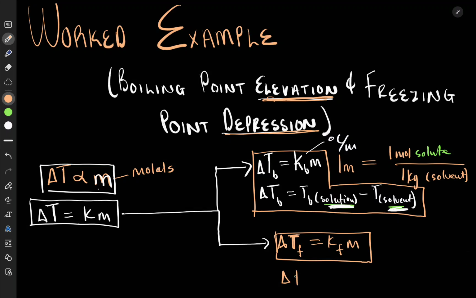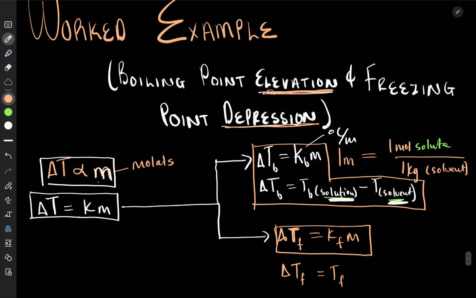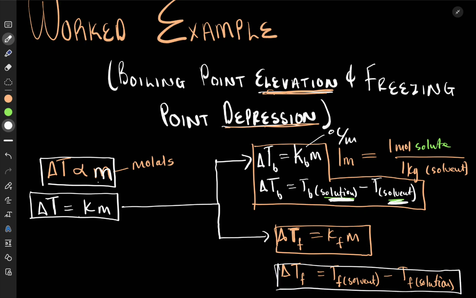Then the freezing point depression is just going to be a difference of temperatures. Now look at what it does for freezing point depression. The solvent alone is going to have a higher temperature than the solution, because adding something reduces the freezing point. So we will say the freezing point of the solvent, because it is higher, minus the freezing point temperature of the solution. And this leads to the end of the formulas that we are going to use.